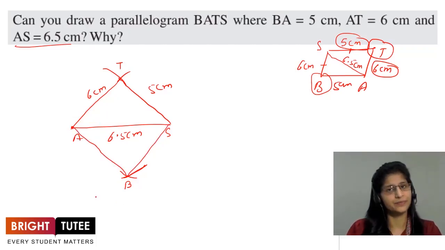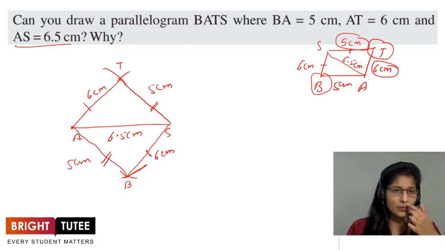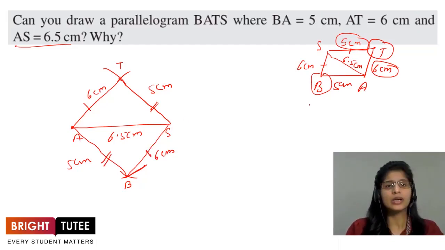BATS. Clear? So this is how we are going to work, right? And just see now, AB is how much? 5 centimeter. BS is how much? 6 centimeter. So just see, opposite sides are equal. Clear? So this is a parallelogram. So one diagonal was given and 4 sides were given, so we were able to form it.